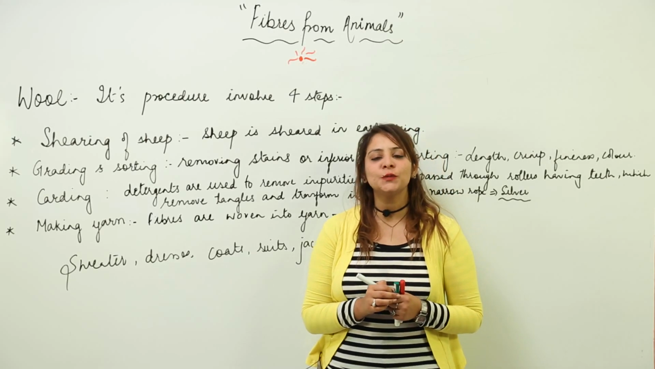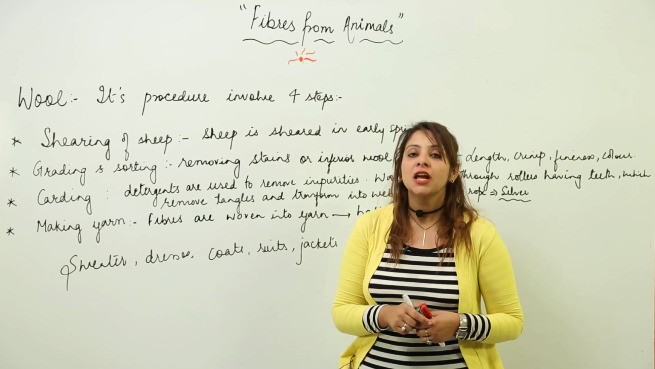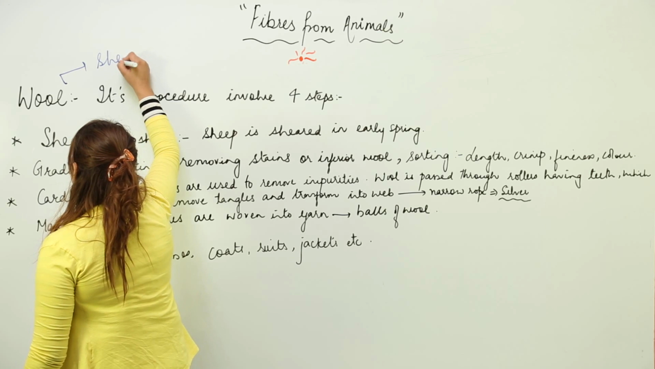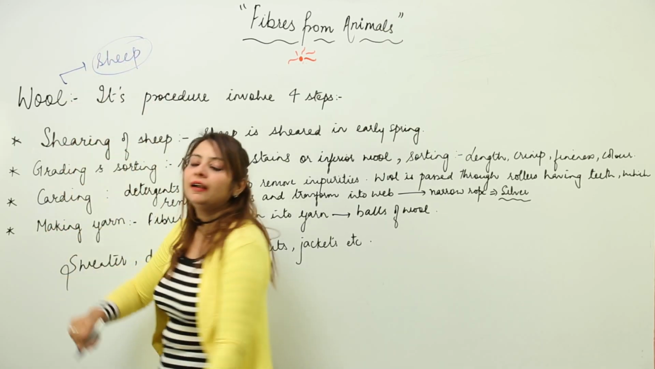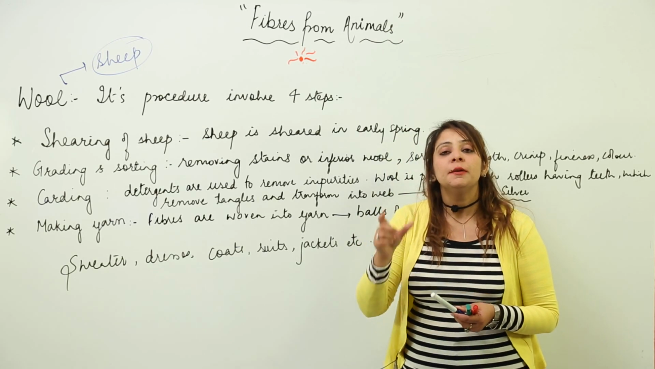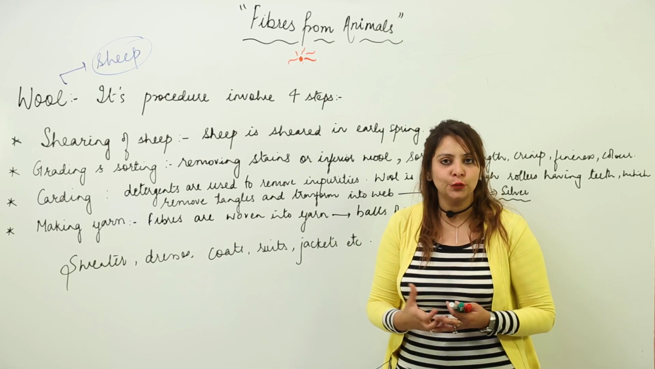Now we are going to start with another textile fiber, that is wool. You know that wool is mainly obtained from sheep. That means sheep is the main source, though there are other animals also from which we can get wool, but the main animal which is used to extract wool is the sheep.